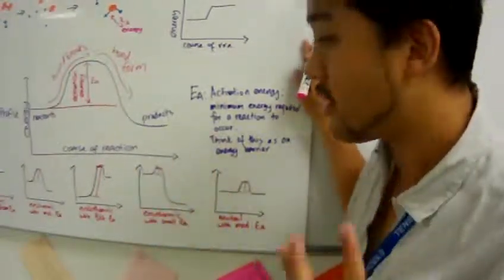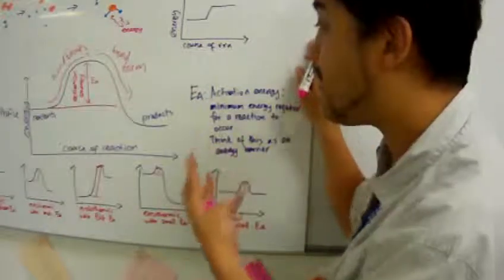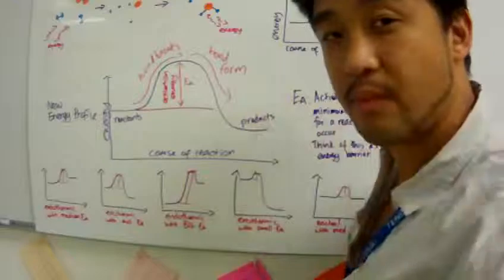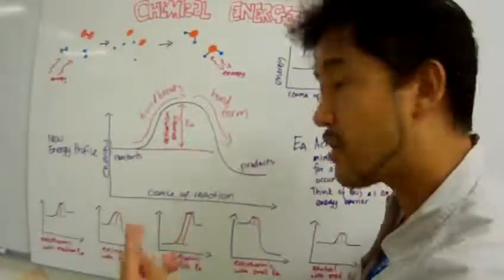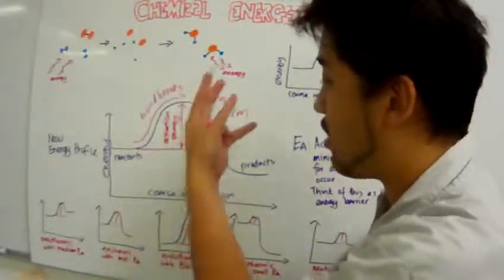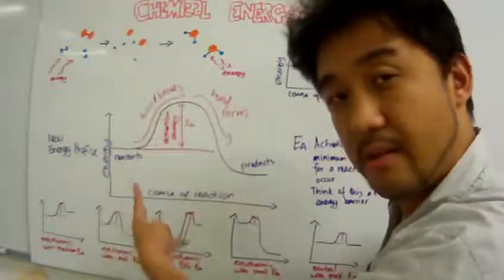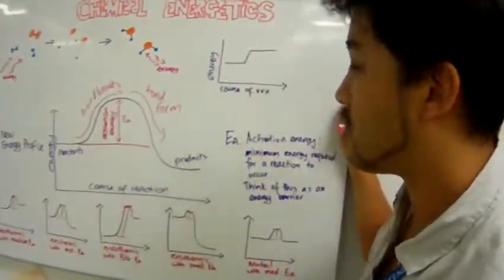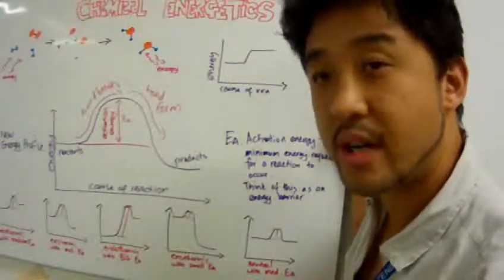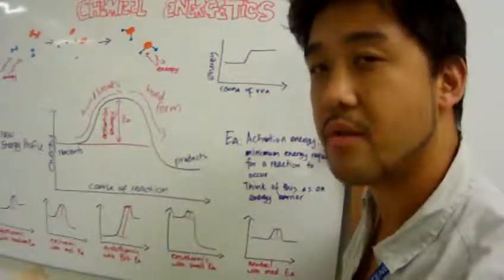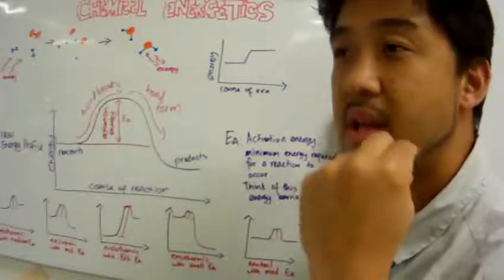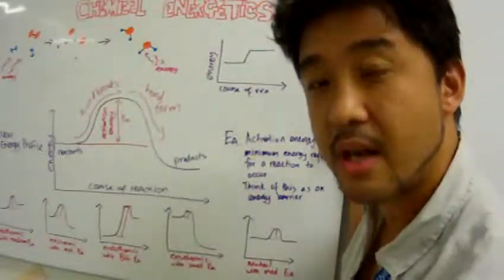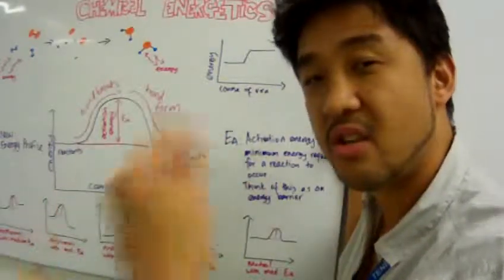So here we have one method of examining exothermic and endothermic reactions by looking at the energy profile. There is another method that you are interested in, which is to examine if a reaction is exothermic or endothermic by looking at the enthalpy change numbers for those bonds. And we should cover that in the next lesson or in class.